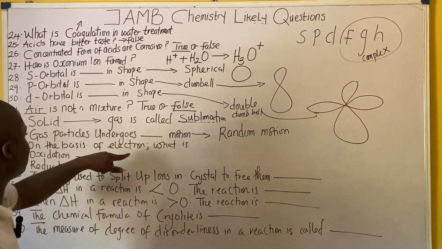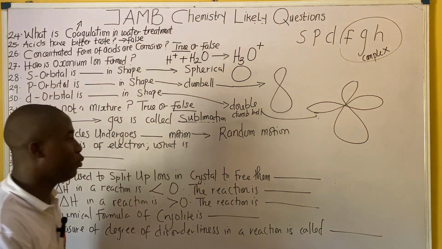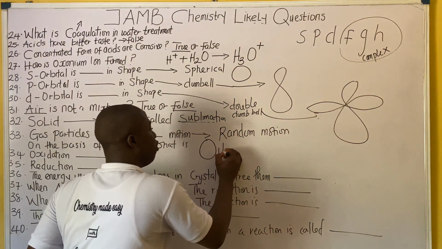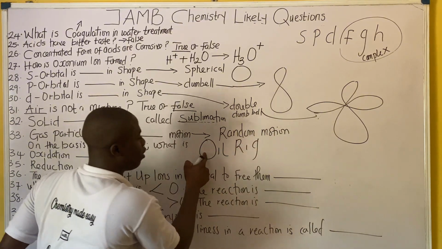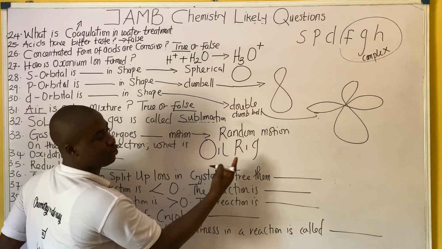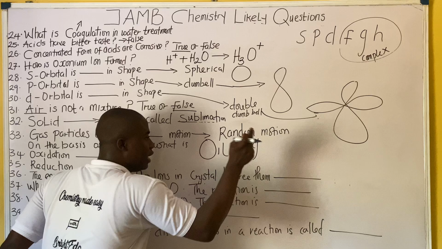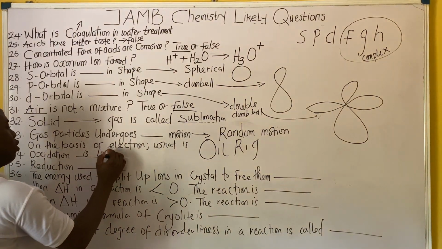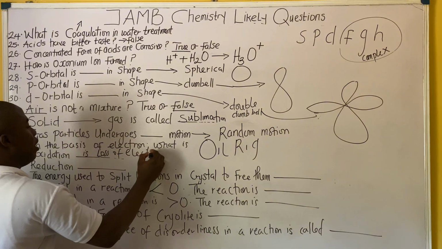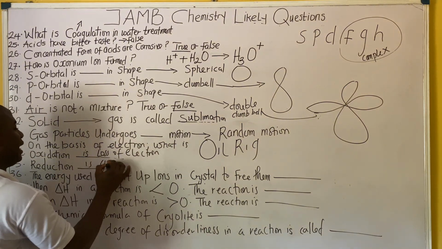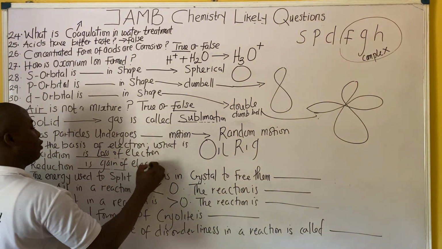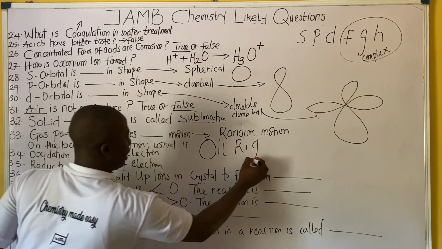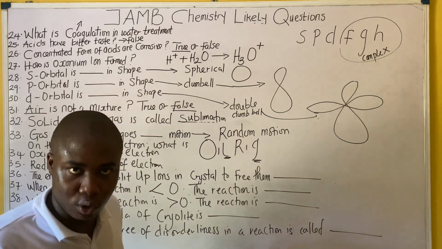So on the basis of electron, what is oxidation and reduction? To define that, I'll use this acronym OILRIG. Oxidation is loss of electron. Reduction is gain of electron. Do you understand? So oxidation is loss of electron, whereby reduction is gain of what? Electron. The G here means gain. The L here means what? Loss. I believe you are following.